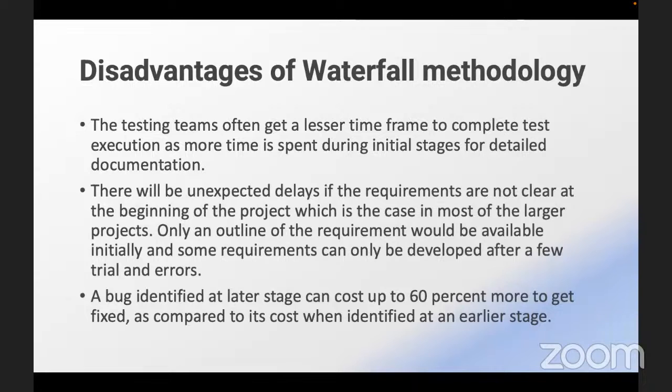Now, it has a couple of disadvantages as well, of which the testing team often gets a lesser time frame to complete the test execution, and little time is spent during the initial stages on detailed documentation. And also there will be unexpected delays if the requirements are not clear. And the last one here, a bug identified at a later stage can cost up to 60% more to get fixed as compared to its cost when identified at an earlier stage. Now, because waterfall does not permit us to run back and forth like Agile would permit.